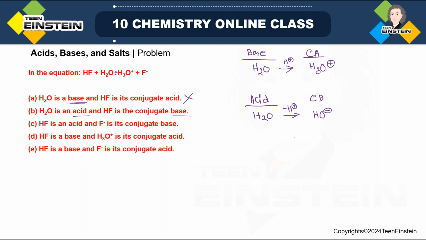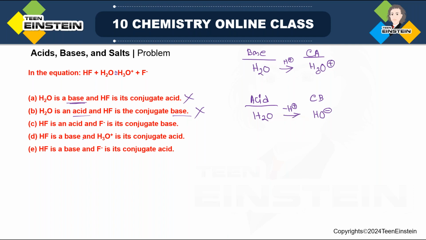Now these two are related to each other as H2O acid, conjugate base is hydroxyl ion. But here it is mentioned that H2O is an acid, HF is the conjugate base. But that is not true. It should differ only by a single proton. That is not present here. So that is why this is also incorrect.